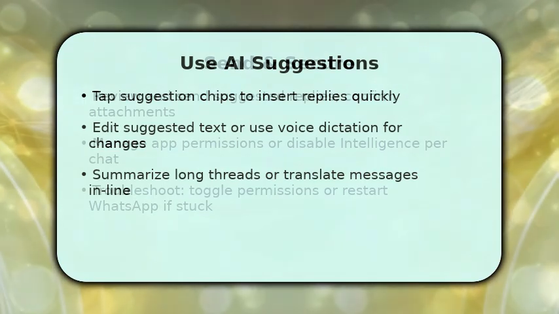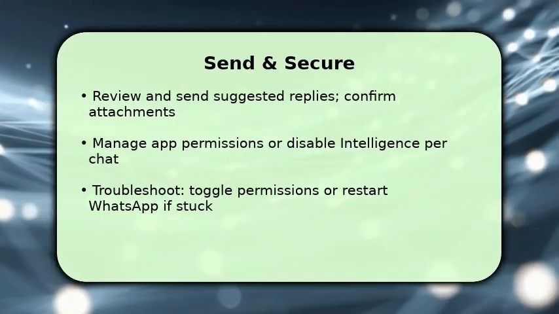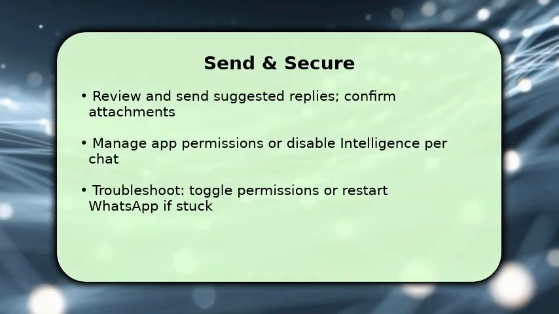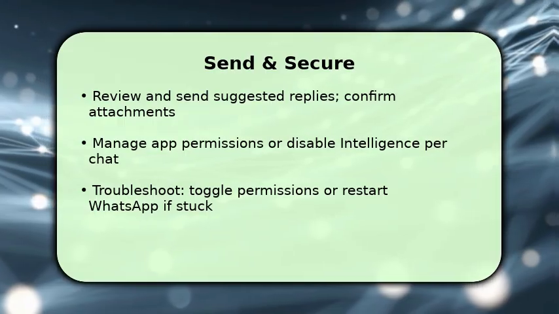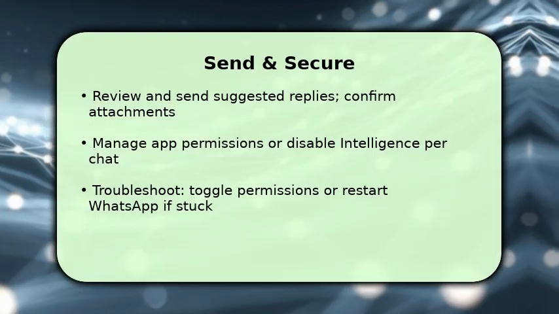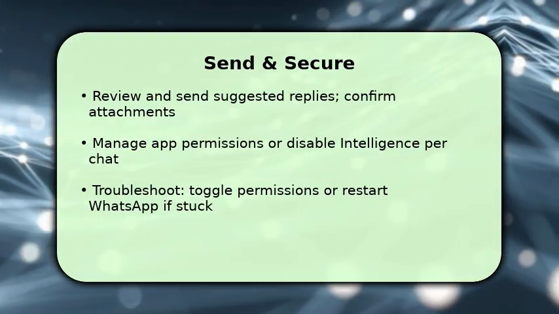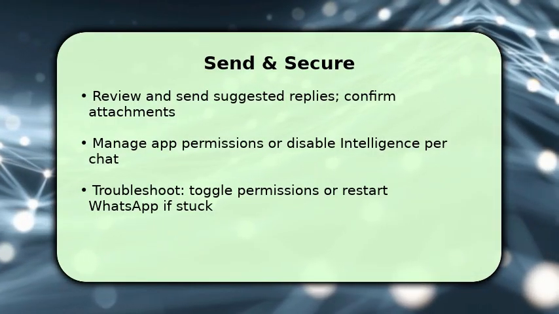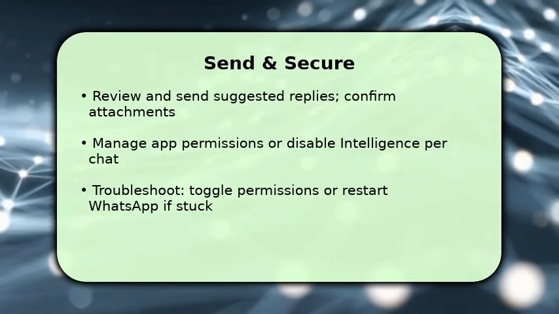To finish, review the AI-generated reply, attach files if needed, and hit send. If suggestions aren't helpful, adjust the tone or ask Apple Intelligence for alternatives before sending. For privacy, manage intelligence permissions in Settings or disable access for WhatsApp per chat.